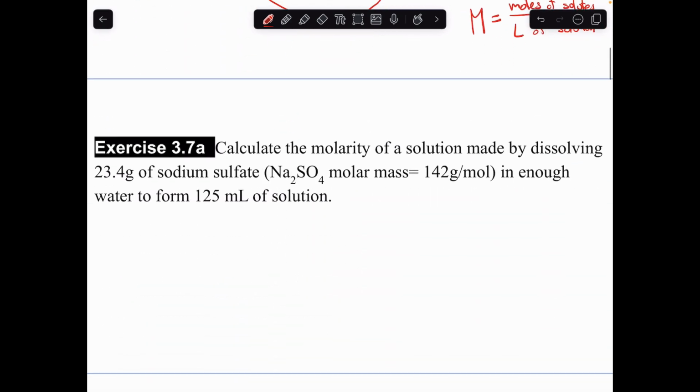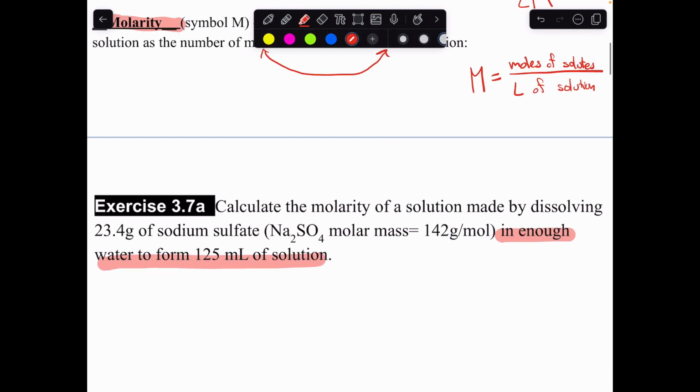This says to calculate the molarity of a solution made by dissolving 23.4 grams of sodium sulfate in enough water to form 125 mL of solution. Now I just want to explain briefly what this little phrase is saying, in enough water. It's also why on the bottom up here it's liters of solution and not liters of solvent.